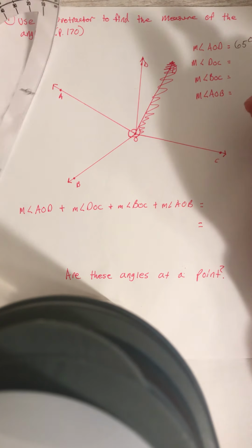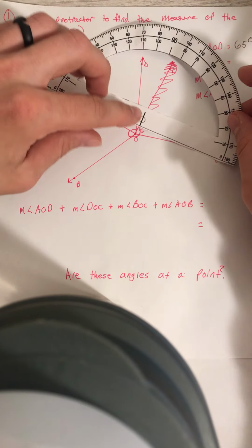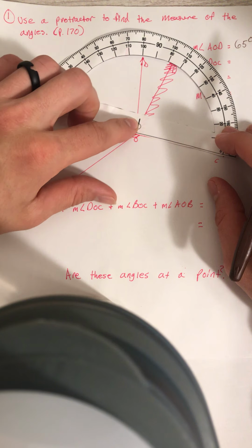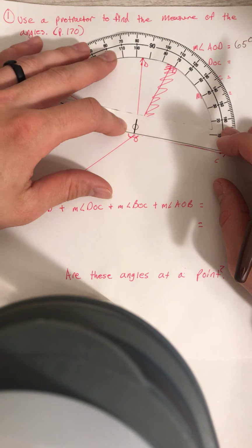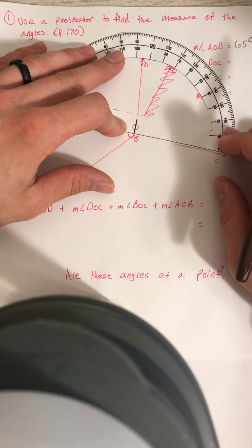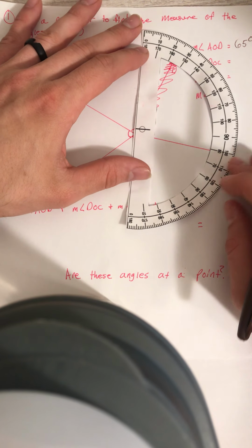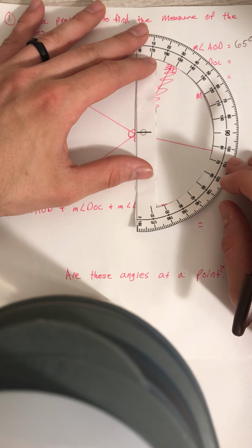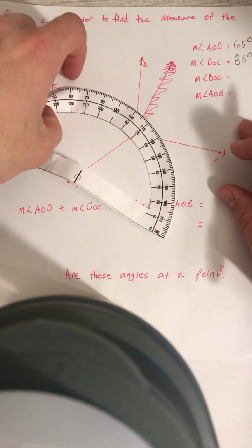Now, let's check angle DOC. When I'm checking angle DOC, I do the same thing. I put the midpoint of my protractor onto one of my rays to check the measure. Make sure this is on point. Here we go, and I am at 85 degrees there. I can check it here just to be sure. I'm at 85 degrees there. So I'm going to write my angle. The measure of my angle DOC is 85 degrees.